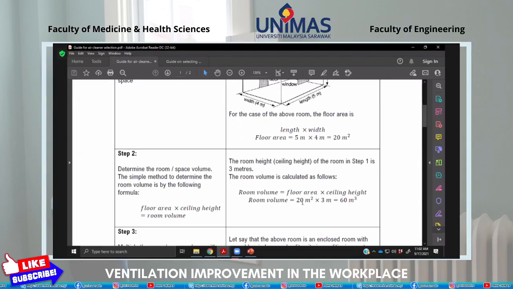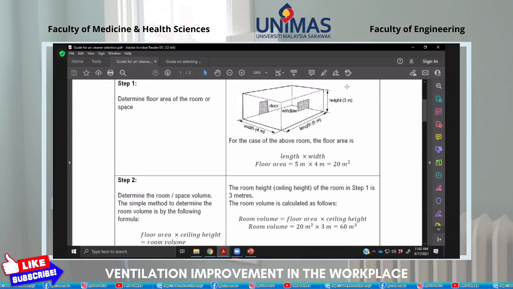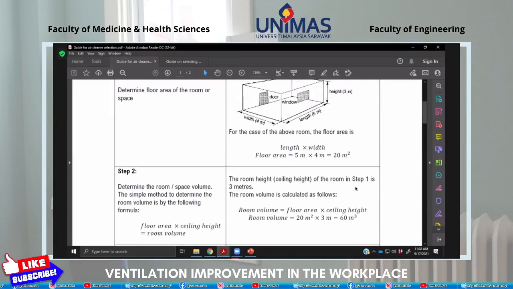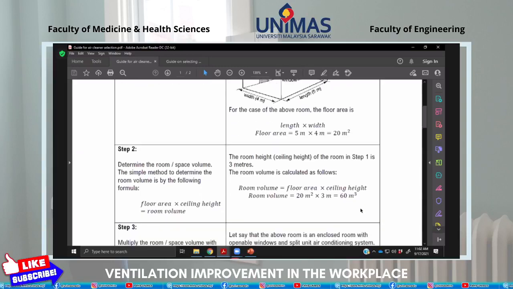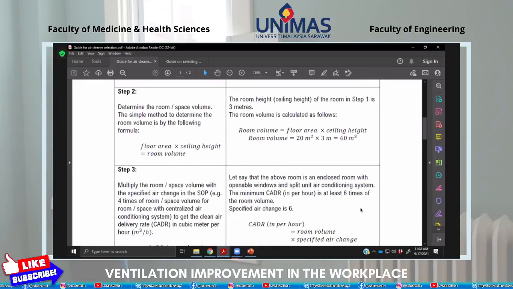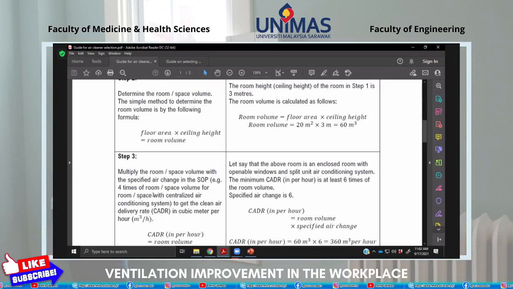So area 20 square meter multiplied by height of the space, which is 3 meter here, then we get the room volume of 60 cubic meter. Okay, so 60 cubic meter is the room volume. Then the next thing is that we refer back to the SOP.